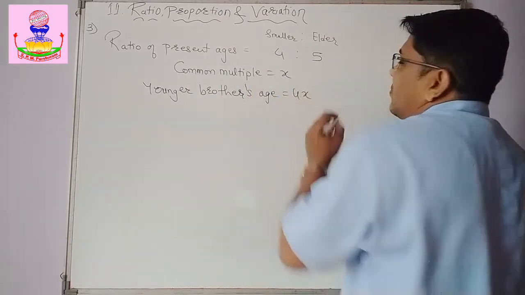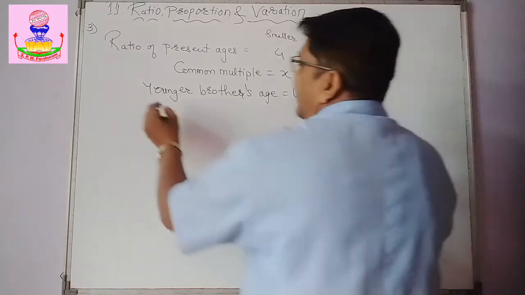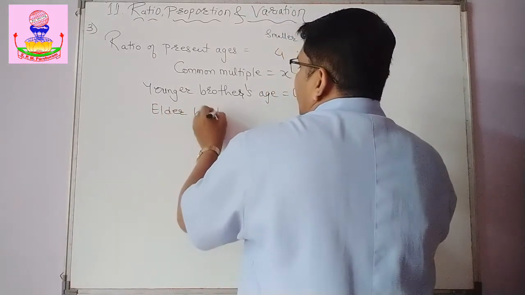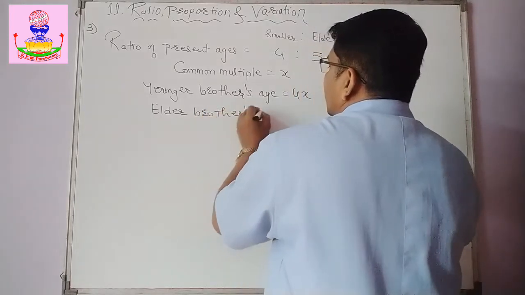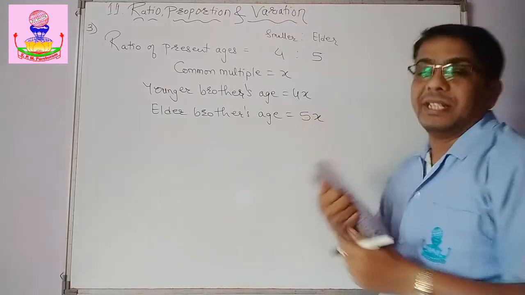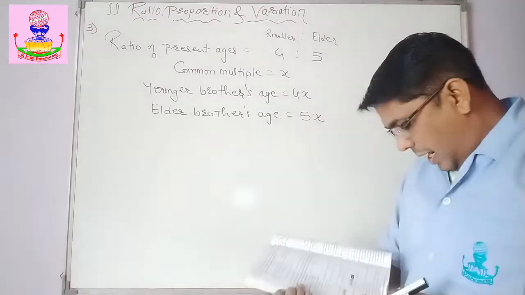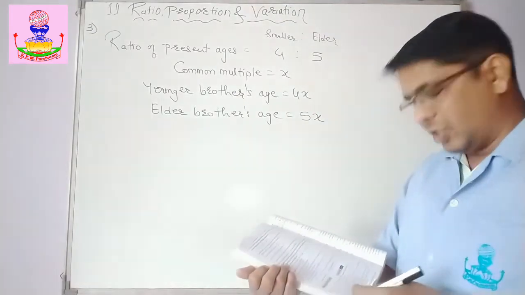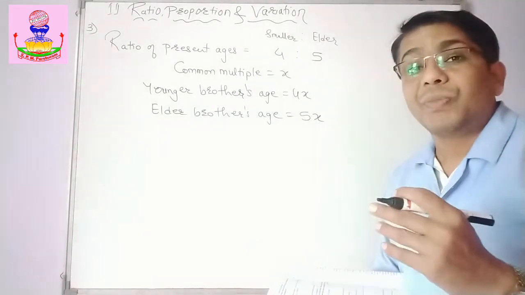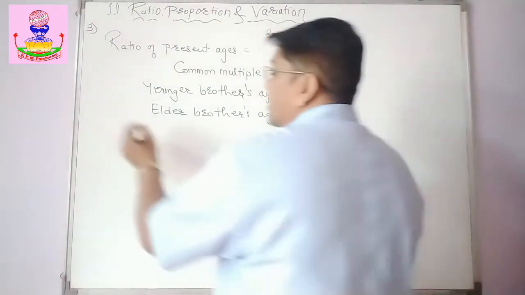4 into x, that is 4x. Okay? And elder brother's age, how much will it be? 5x. So we have their ages. Now see, after 10 years, the ratio of the ages would be 6:7. Before coming to their ratio, let us find out what the ages will be.